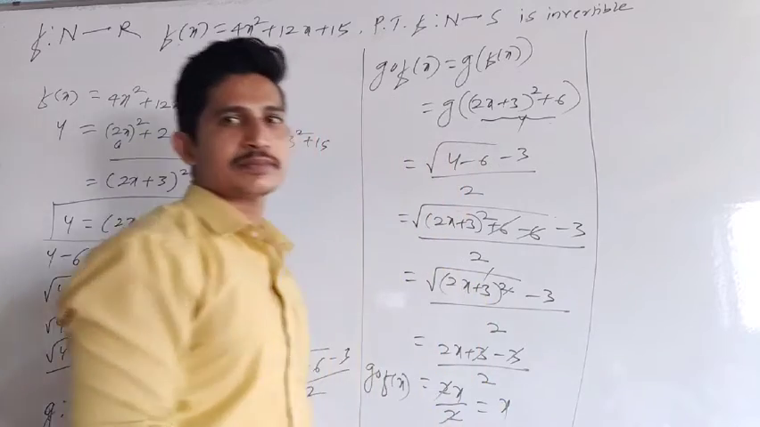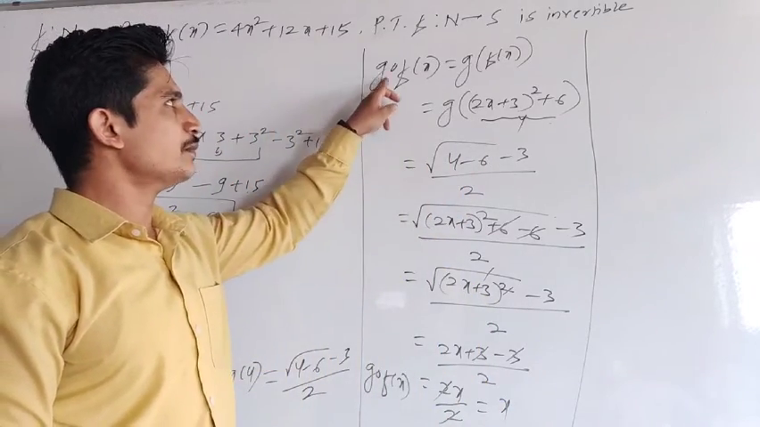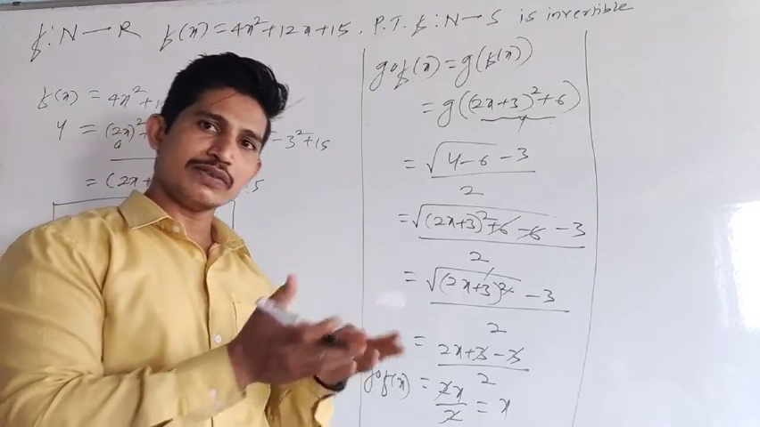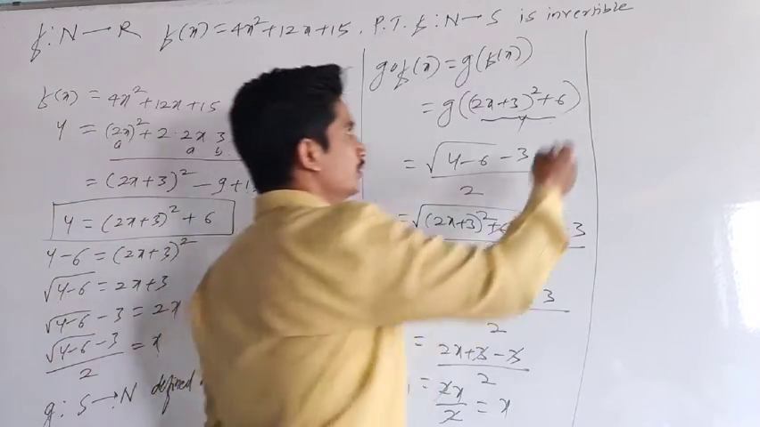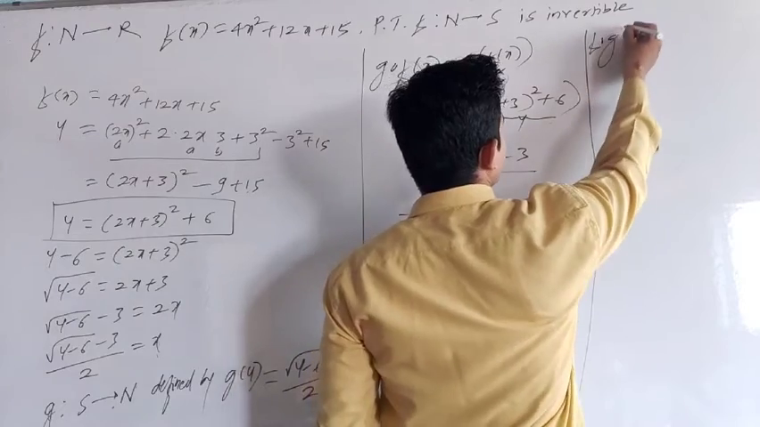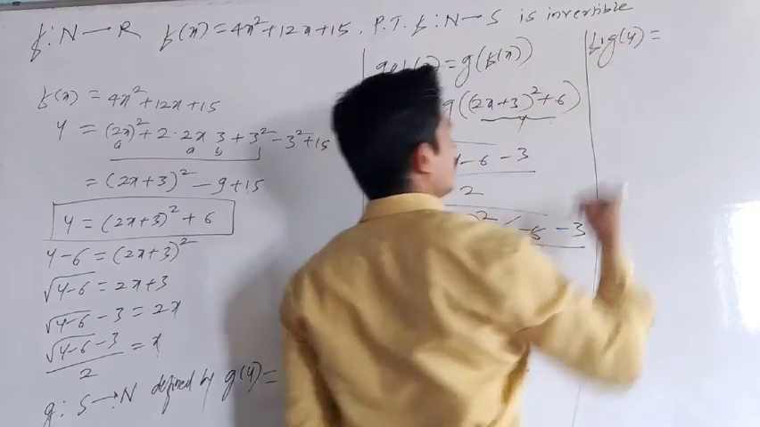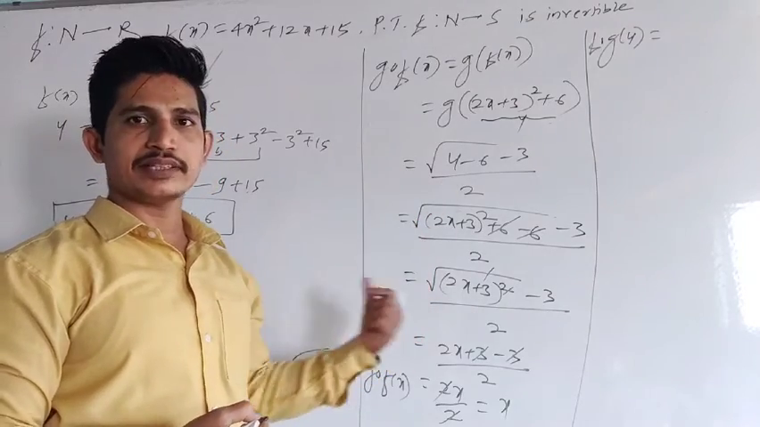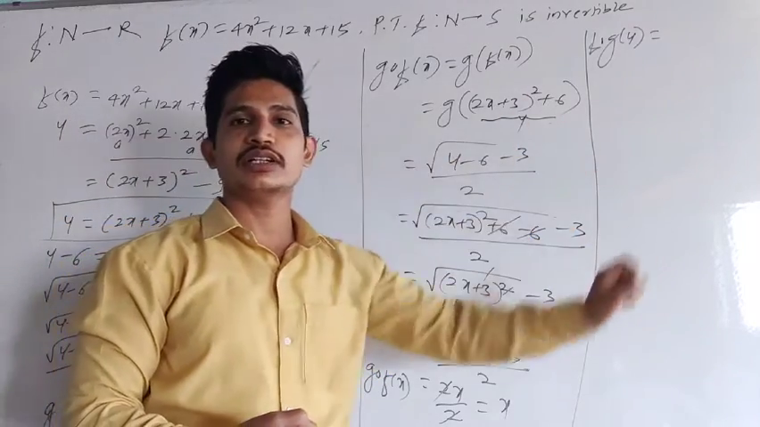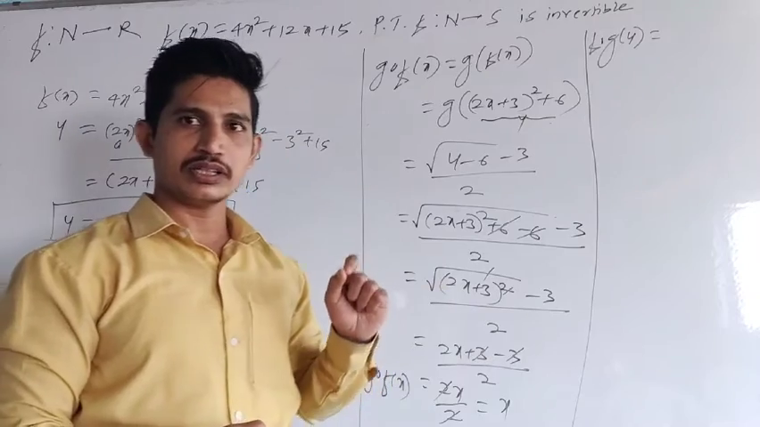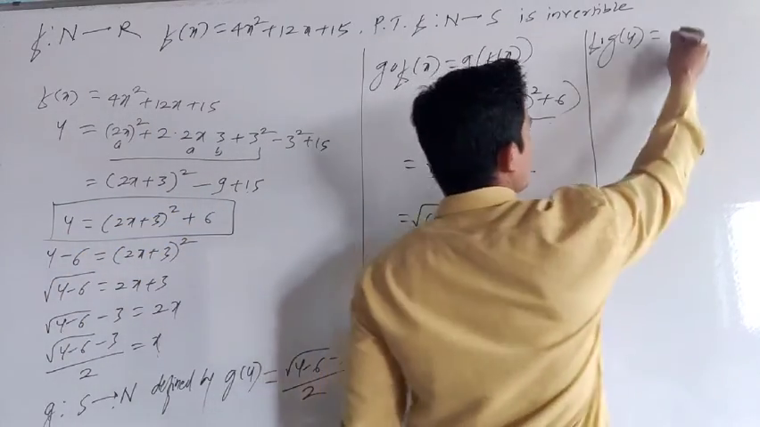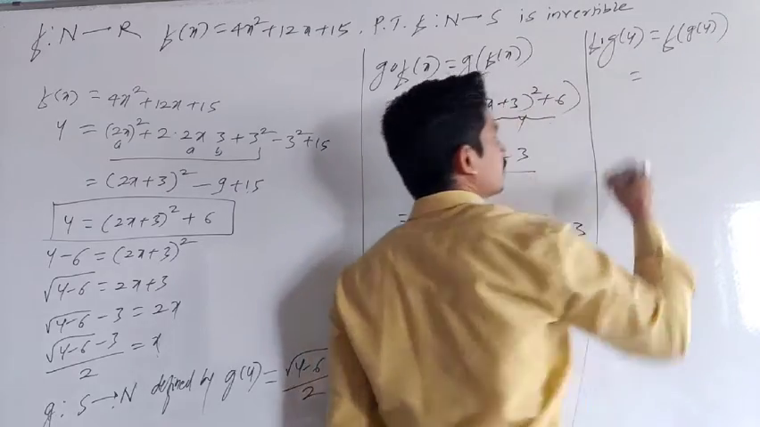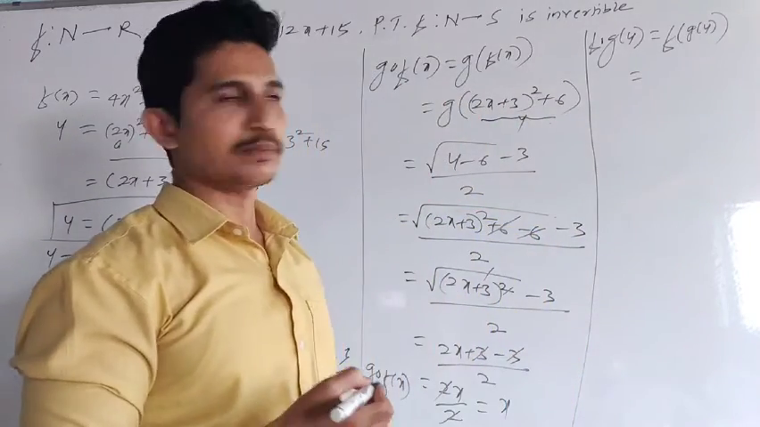So now, g composition f of x is over. Now what here? f composition g of y. How to do it? Apply the same method, but the answer must come y. Therefore f is as is, and g of y is in a bracket.